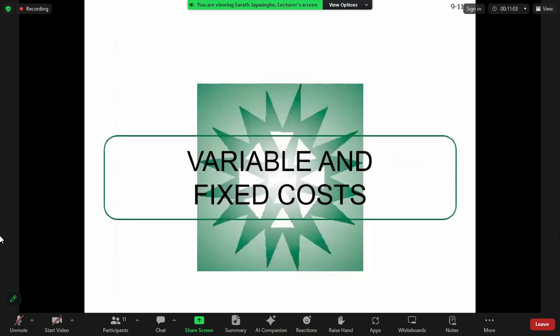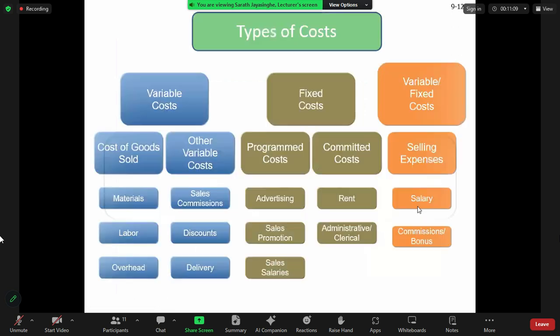Then variable and fixed costs, we have to understand those. This is just for reminding you, because you have covered everything. Variable cost: you can see cost of goods sold, that means materials, labor, overhead. Then other variable costs you can consider: sales commissions, discounts, delivery.